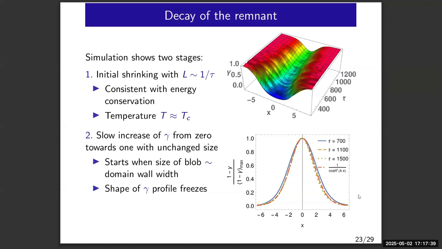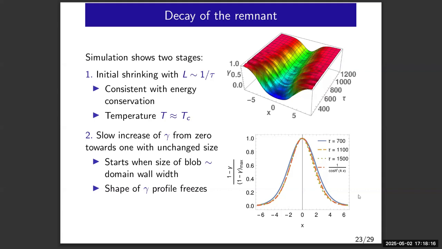Also, the shape of the order parameter freezes in this phase. So I'm here plotting it at different times. What I mean is that the order parameter is approaching 1, the value of the confined phase, slowly. So it's very different from 1, but normalized to the maximum, it has a similar shape at different times.